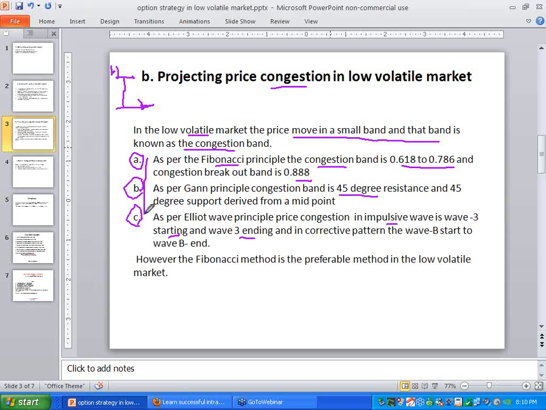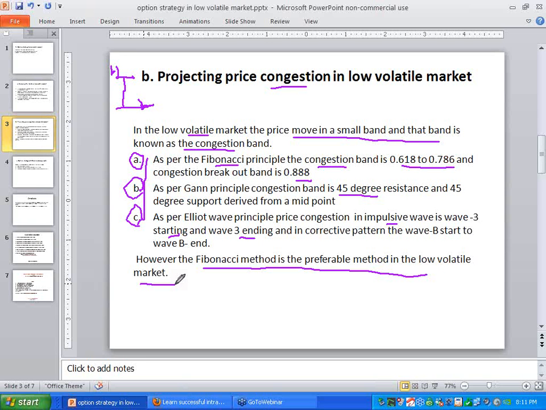So three principles have told three different ways to identify the congestion band, the band in which we should move in a low volatile market. However, as I used to tell in all my past webinars, Fibonacci method is a preferred method in the low volatile market because it produces more accurate result. So as per the Fibonacci principle, the congestion band is 0.618 to 0.786.